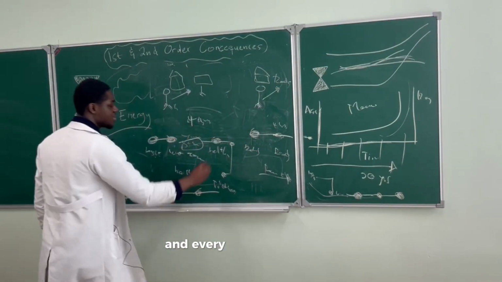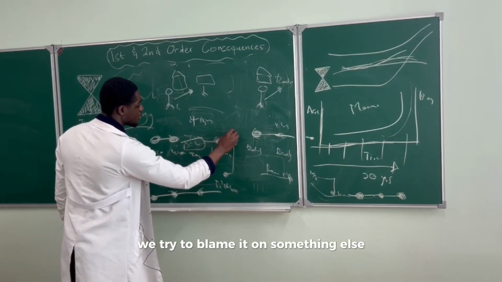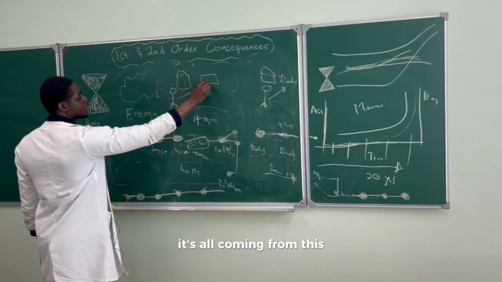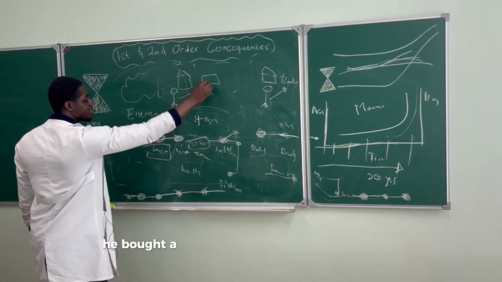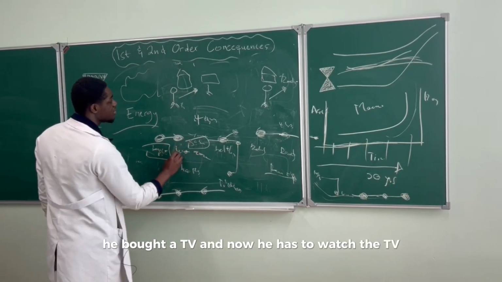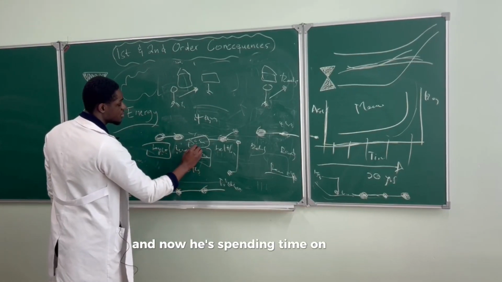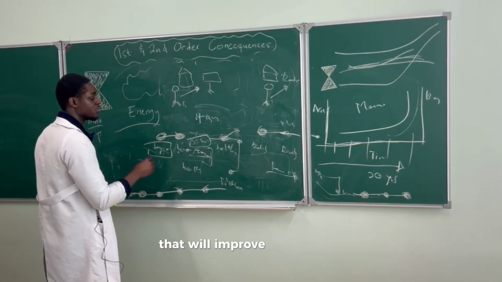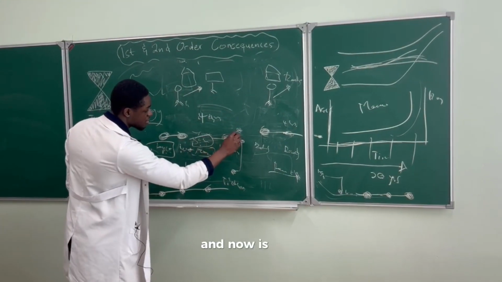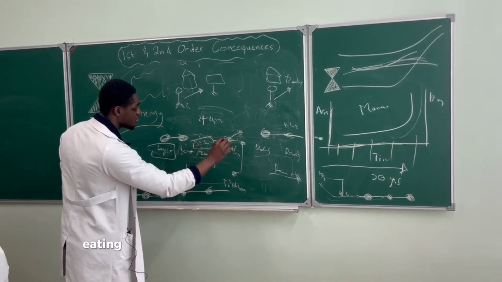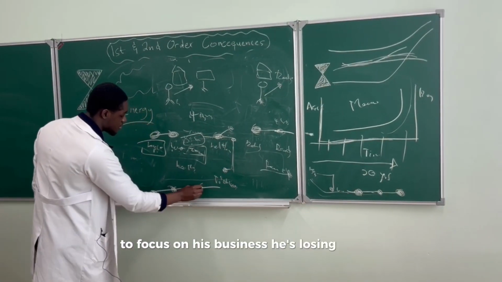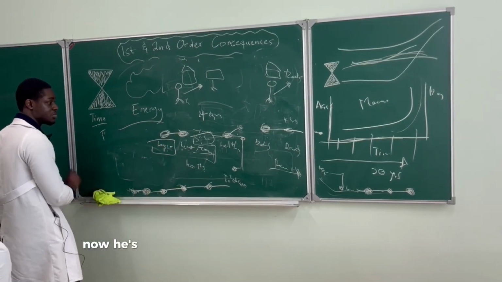And at every stage that we get, we try to blame it on something else. But we don't see where it's all coming from. It's all coming from this. He bought a TV, and now he's spending time on the TV. That same time he could have been using to do something different that would improve his life, right? And now his health is bad because he's just sitting eating whatever he wants, and now he can't think well to focus on his business. He's losing money, he lost his family, now he's depressed.